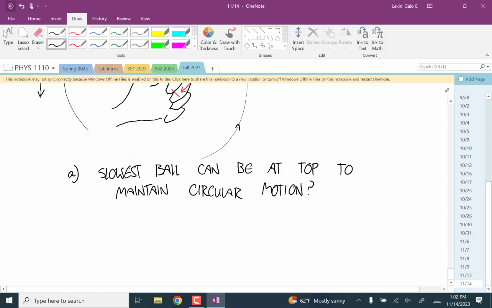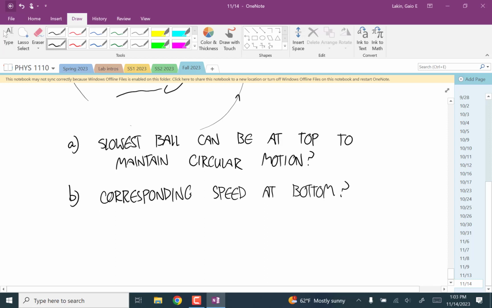Okay? After that, we want to calculate the corresponding speed at the bottom of the circle. So if that ball is at its minimum speed at the top of the circle, what's its speed going to be at the bottom of the circle? Gravity is going to make it speed up as it goes down. And then last, we want to figure out what's the cable tension at the bottom.